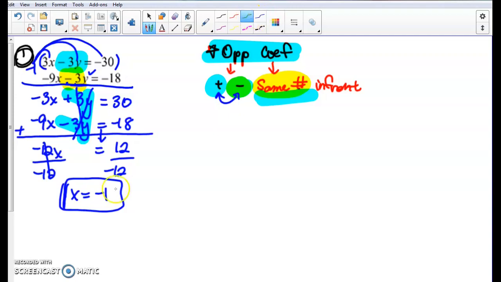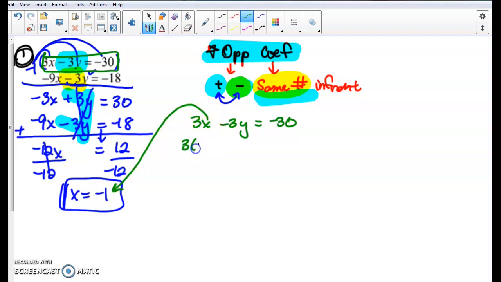Okay, once you have your x value, the next thing we have to do is solve for y. So I'm going to grab my first equation up here before I fixed it. So it's my 3x minus 3y equals negative 30. And this time I know x is going to be negative 1. So we're going to replace x with negative 1. So 3 times x is now going to be 3 times negative 1 minus 3y equals negative 30. 3 times negative 1 is negative 3 minus 3y equals negative 30.